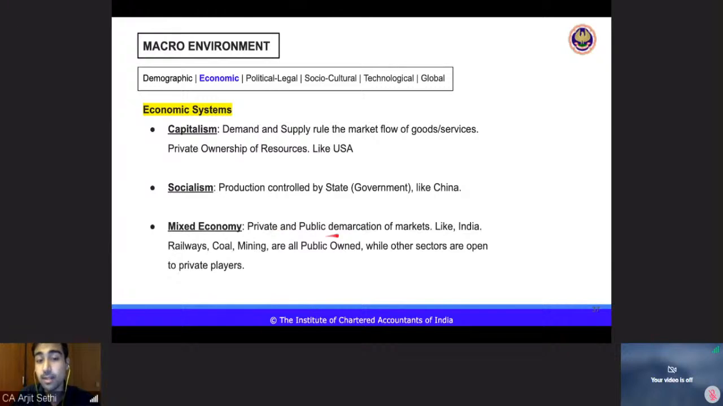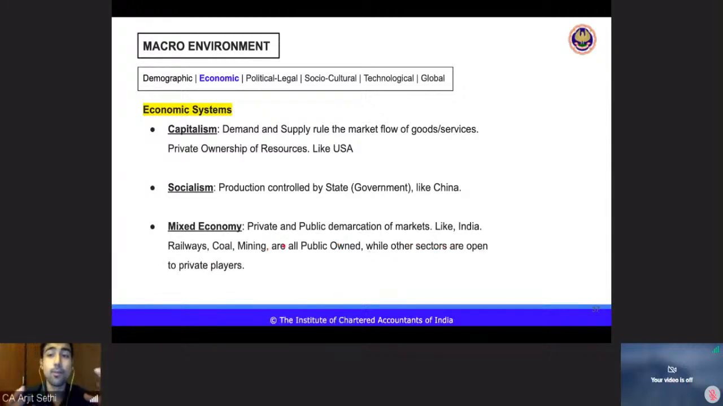Private and public demarcation of markets. Demarcation means division. There is proper division that this is something that privates can do. This is something that privates cannot do, right? Like in India. Railways, coal, mining, all are public owned, while other sectors are open to private players.